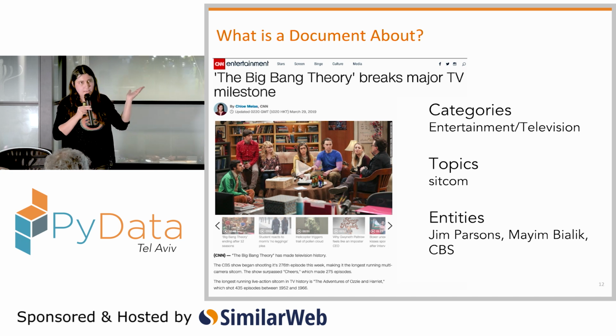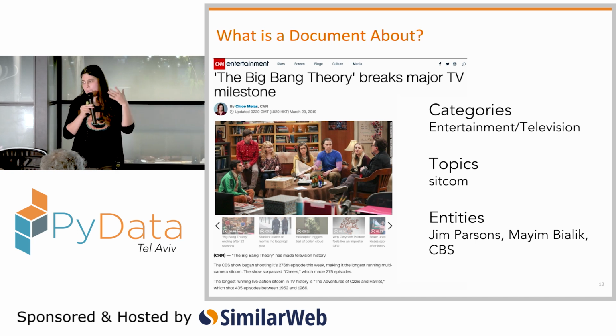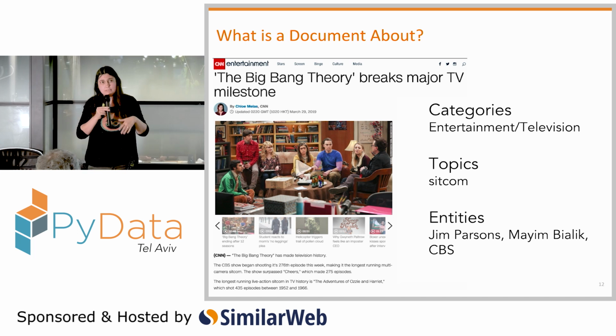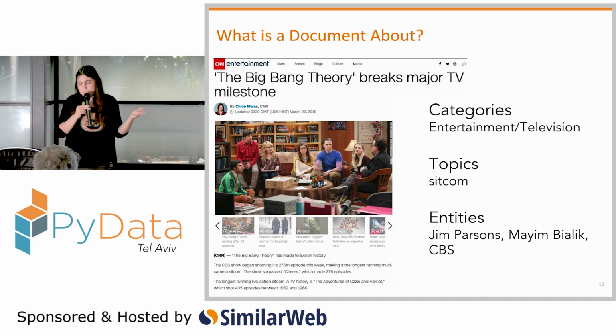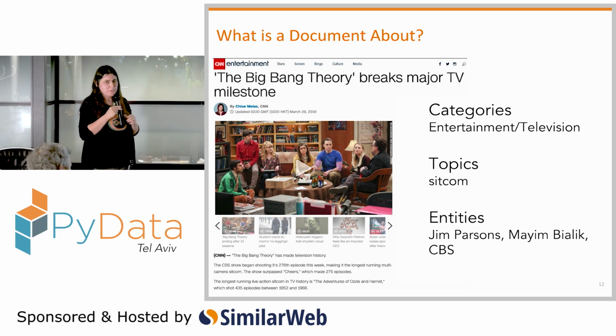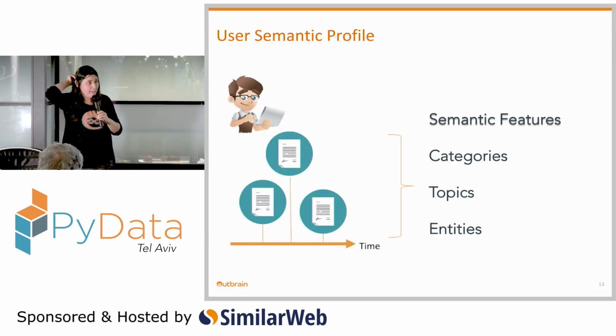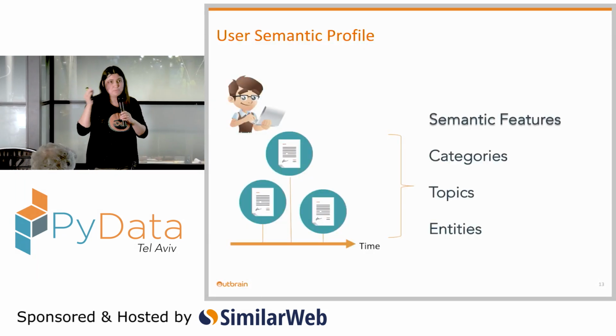So here you can see an example, an article on Big Bang Theory, and it was classified to entertainment, on television, something more specific is a sitcom, and specific entities. We have CBS, Mayim Bialik, so you can recognize those. So we have information on each and every one of our articles.